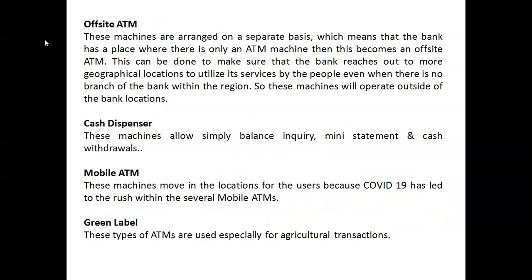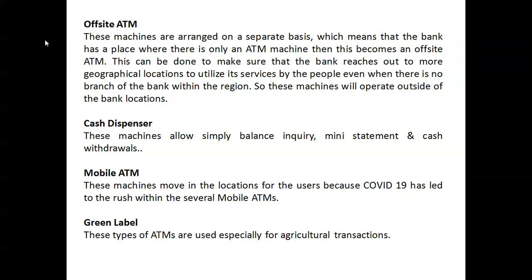Because we have to reduce the bank transactions, that's why they are used near the bank. An off-site ATM means there is no bank nearby the ATM. So the ATM is present and the bank might be somewhere else. Then the cash dispenser, which offers balance inquiry, mini statement, cash, etc. That is the cash dispenser.